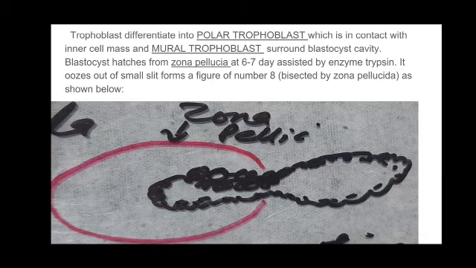The blastocyst hatches out. Now the phenomenon of hatching from the zona pellucida at 6 to 7 days is assisted by the enzyme trypsin. Trypsin actually damages the zona pellucida. The enzyme makes a hole in it for the passage of the blastocyst. The blastocyst now oozes out of the small slit, forms a figure of 8, bisected by the zona pellucida as shown below.